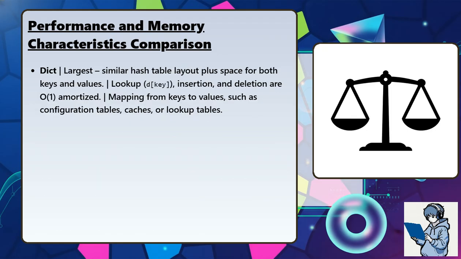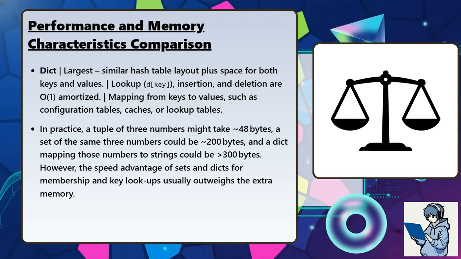Dict: largest, with a similar hash table layout plus space for both keys and values. Lookup d[key], insertion, and deletion are O(1) amortized. Use it for mapping from keys to values, such as configuration tables, caches, or lookup tables. In practice, a tuple of 3 numbers might take about 48 bytes. A set of the same 3 numbers could be about 200 bytes. And a dict mapping those numbers to strings could be over 300 bytes. However, the speed advantage of sets and dicts for membership and key lookups usually outweighs the extra memory.